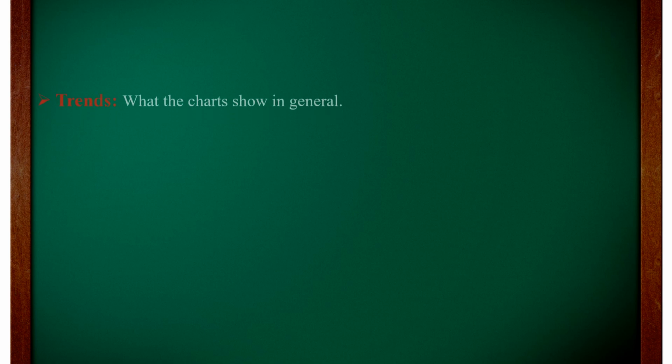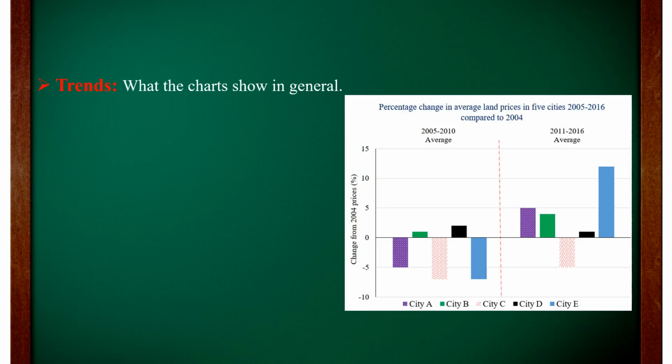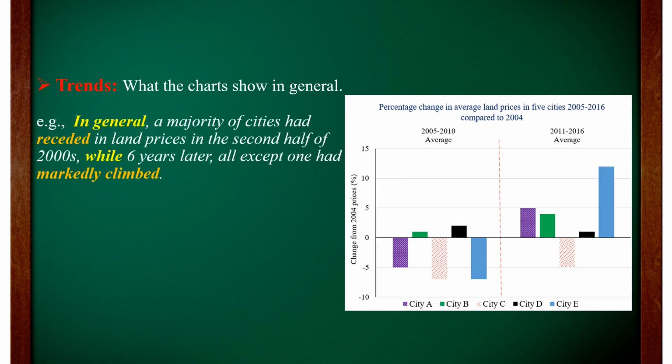Alright, now let's move to trend. Trend is what the chart shows in general. Let's have a look at my general trend. In general, a majority of cities had receded in land prices in the second half of 2000, while a year later, all except one had markedly climbed.